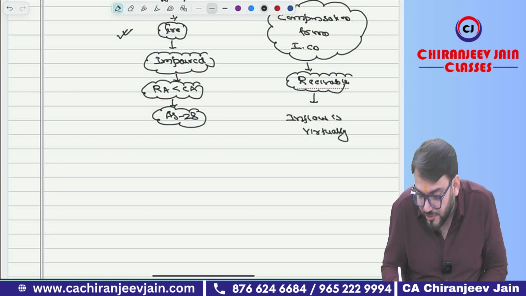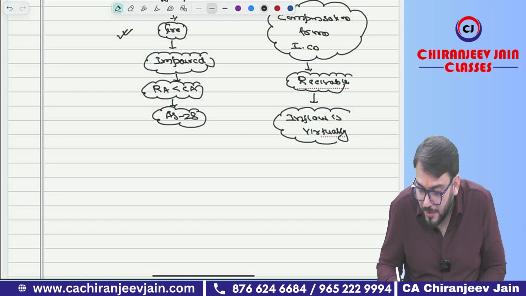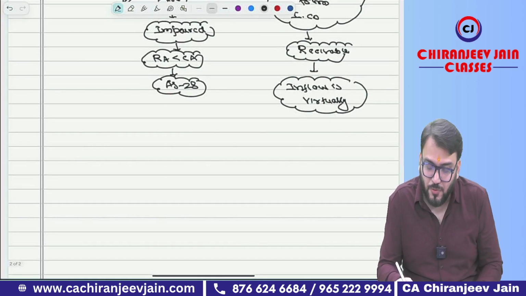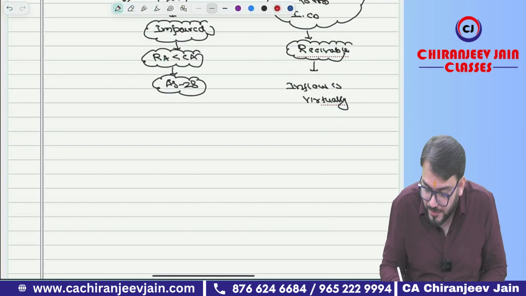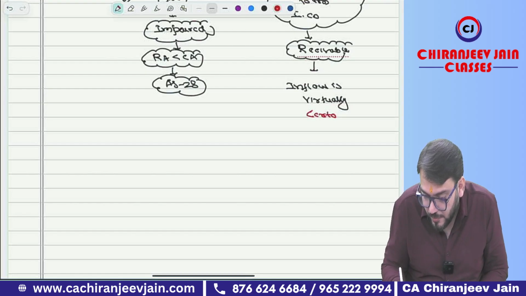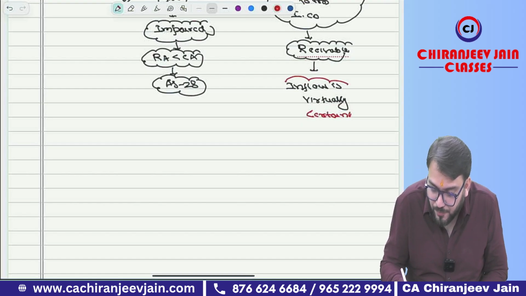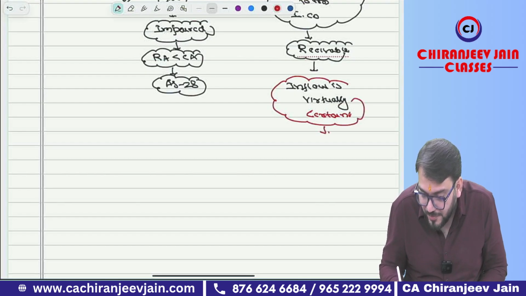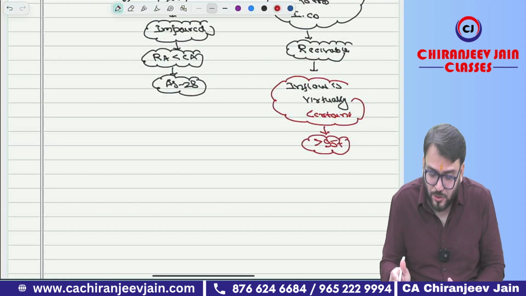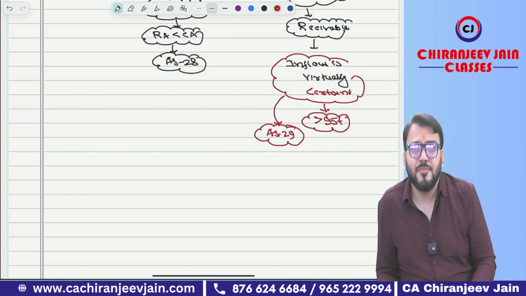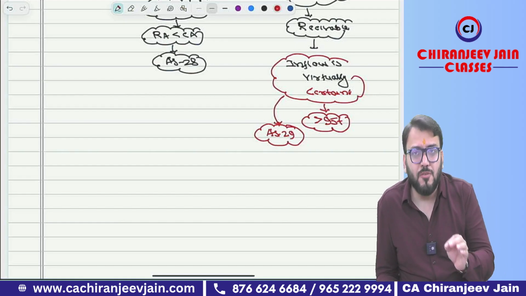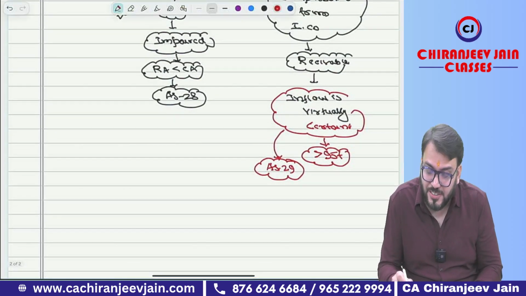Inflow is virtually certain. When I say receivable, it means inflow is virtually certain. So what do you mean by virtually certain? It means the chances of that inflow are more than 95%. However, we will do a detailed discussion in AS29: what is virtually certain, what are the chances, what is the meaning of probability. Everything we'll discuss in AS29.